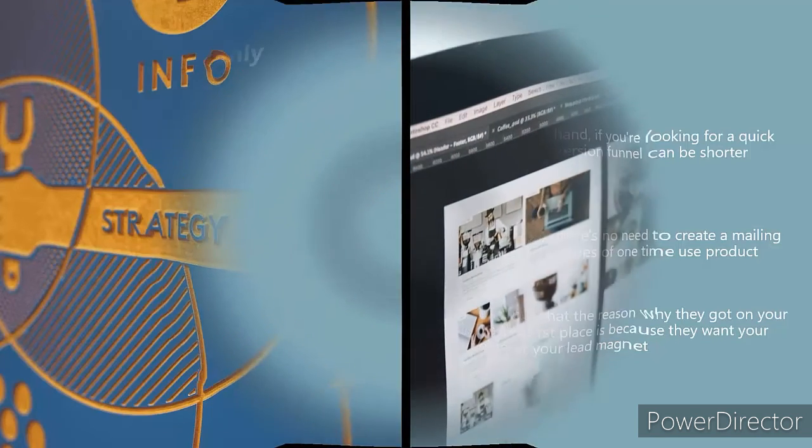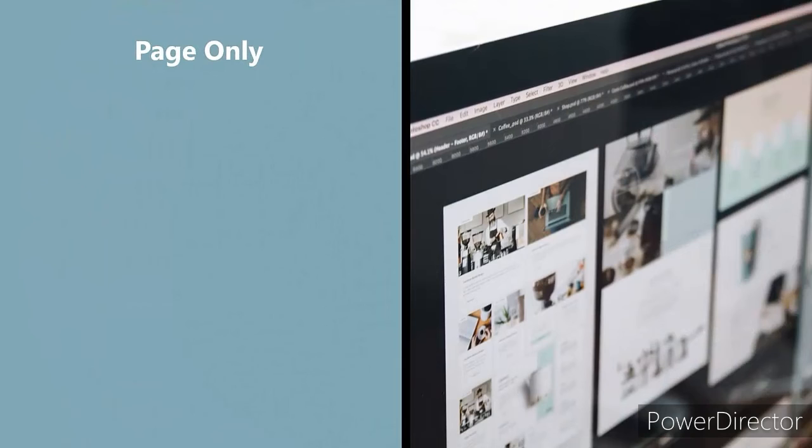At the very least, there are 3. Page only. This model just uses one page to convert traffic. It doesn't matter whether the traffic is free, organic, or paid. This conversion strategy just uses one page to convert the visitor.